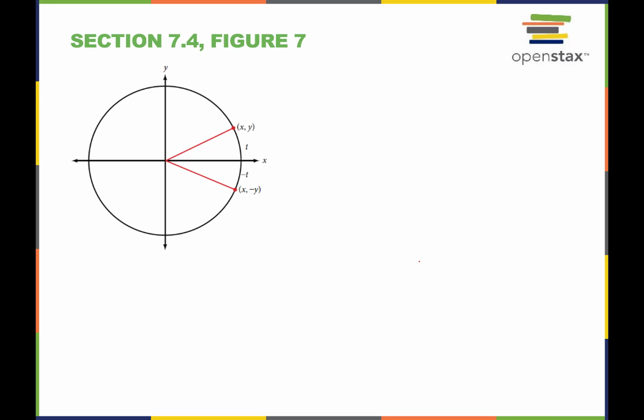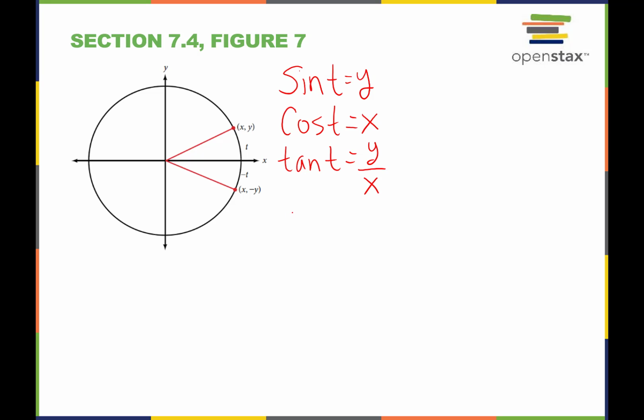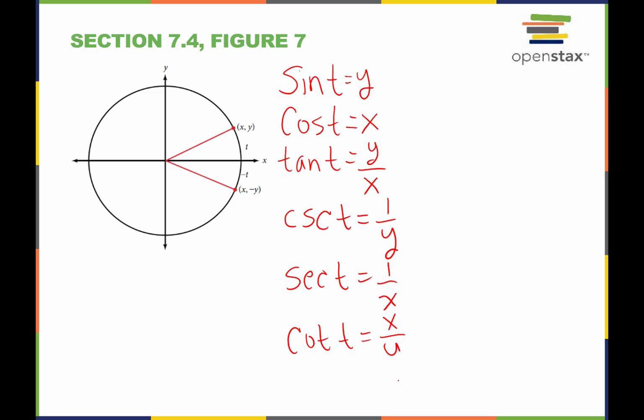All right, so now let's relate this to our trig functions. Recall that the definition of sine is y, cosine of t is x, tangent of t is y over x, cosecant of t is equal to 1 over y, secant of t is equal to 1 over x, and cotangent of t is equal to x over y. So we're going to test this theory.